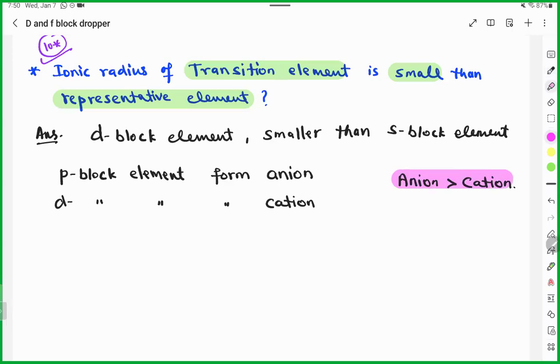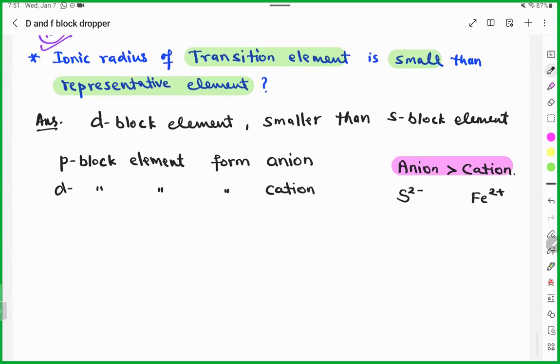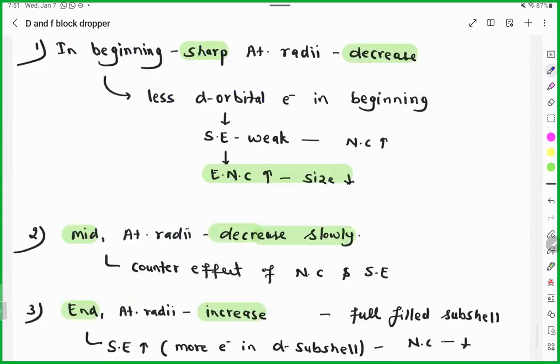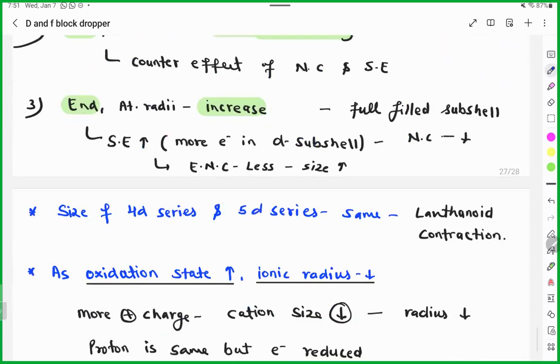For example, if you take sulfur, then sulfur forms a two negative ion. But if you take iron, iron forms a two positive ion, or zinc, two positive. Make sense? You know, cation size is smaller than the anion size. Any doubt, guys? No doubts. Second, size is done, atomic radii.